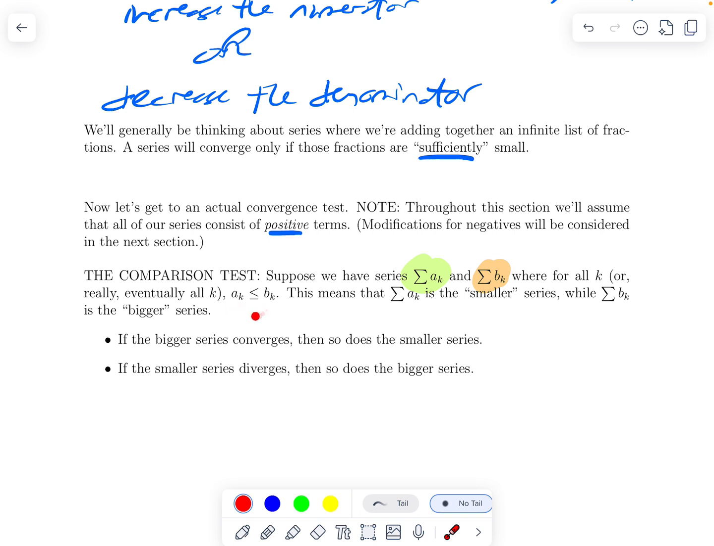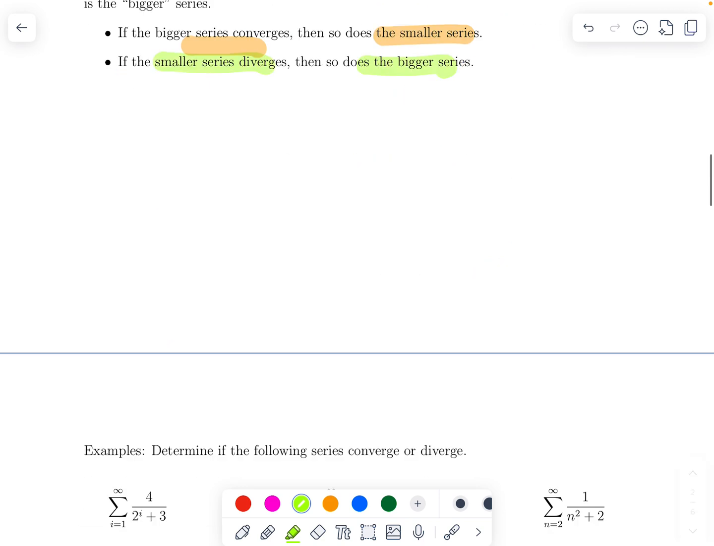The a terms are always smaller than the b terms, right? So on a term-by-term basis, the a series is smaller than the b series. Well, if the bigger series converges, then so does the smaller series, right? If it's smaller than something finite, it's finite. And on the other hand, if the smaller one grows infinitely big, if the smaller one diverges, then the bigger one diverges. So we can only compare in one way, right? Smaller than finite tells us something, bigger than infinite tells us something, but not the other combinations.